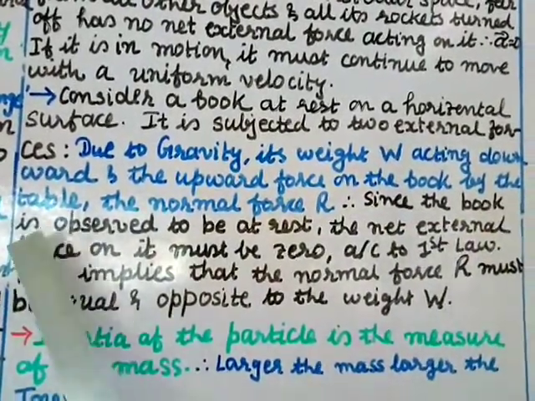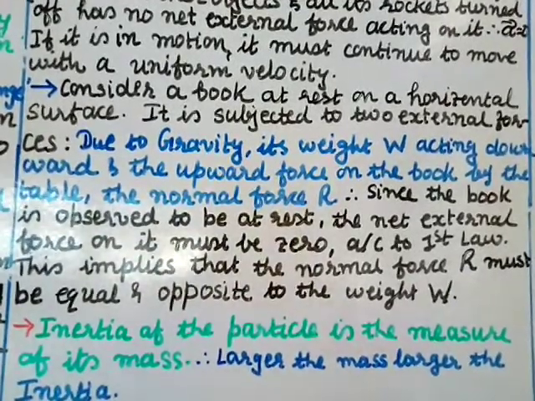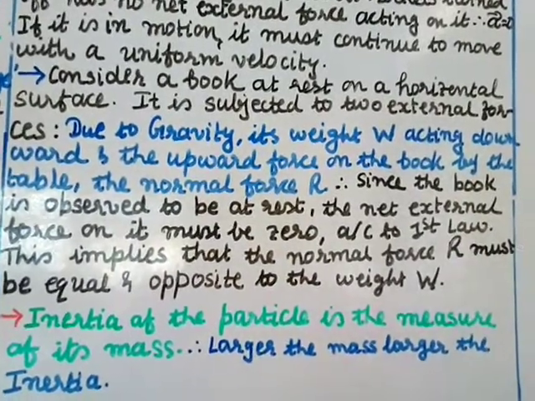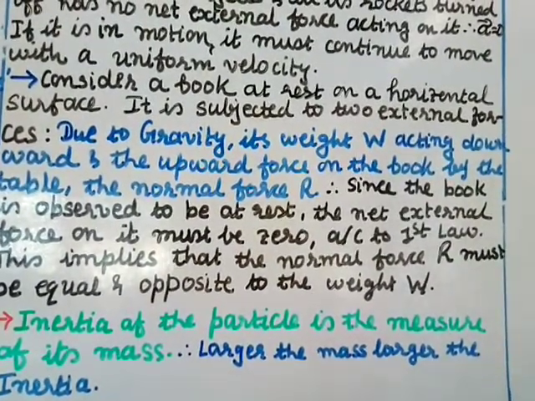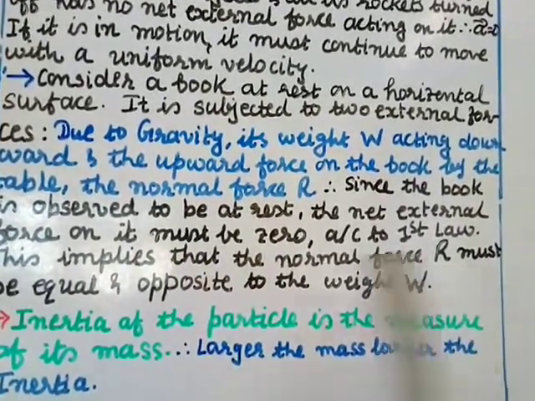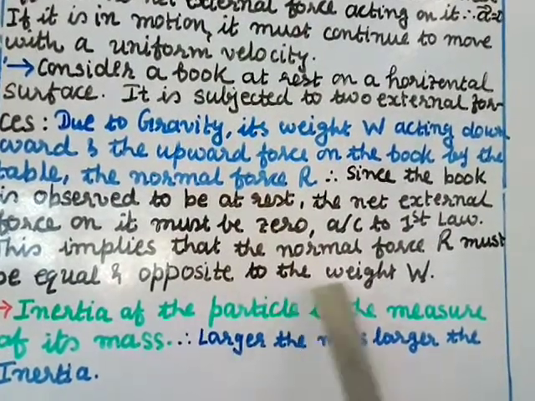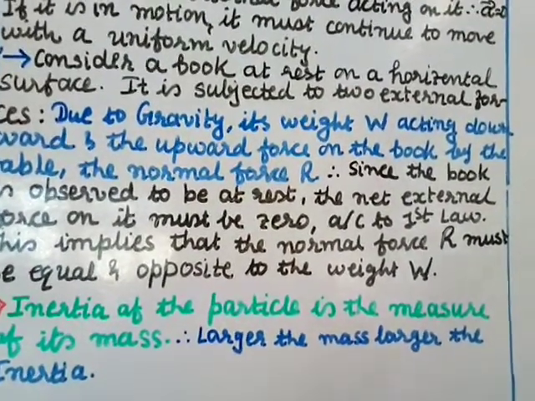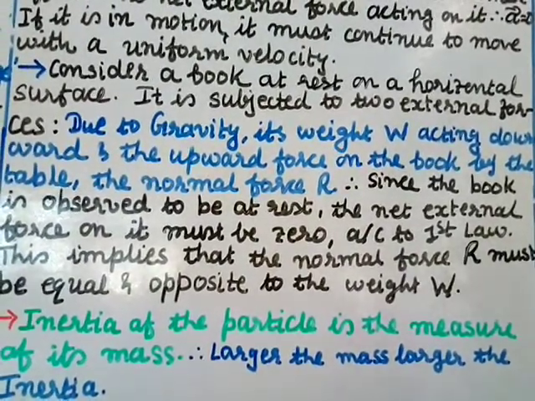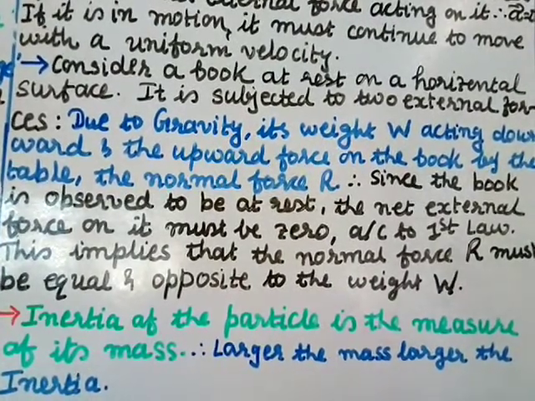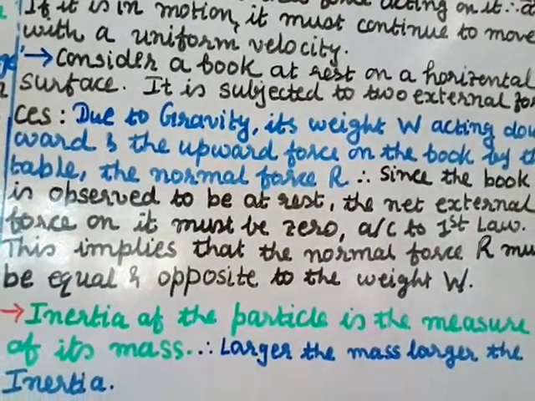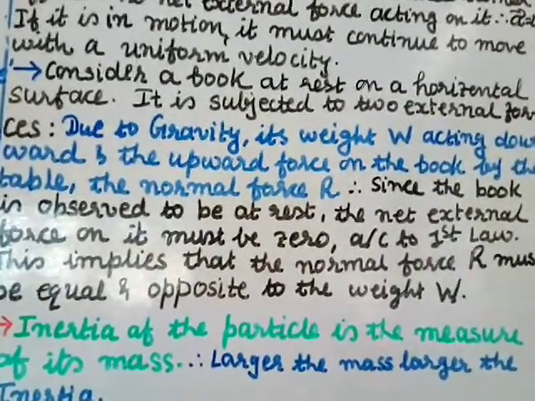Therefore, since the book is observed to be at rest, the net external force on it must be 0 according to the first law. This implies that the normal force R must be equal and opposite to the weight W. Now we can see the motion, but we cannot see the forces. So we observe the motion and we say that the net external force is 0. That means R and W are equal.